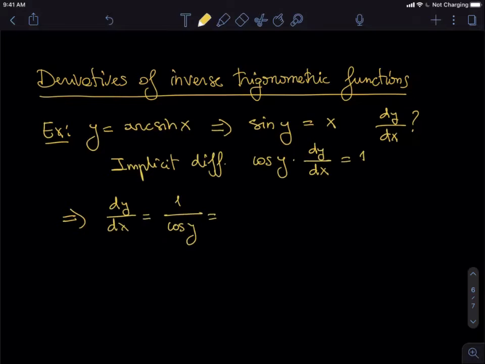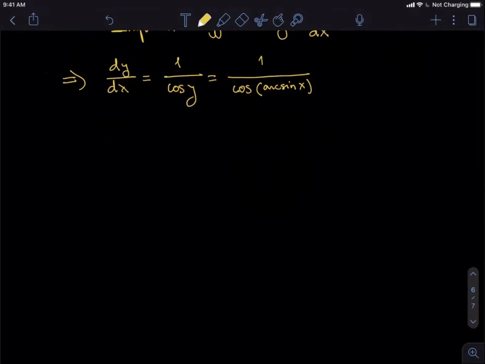But the cosine of y is not very useful, we want something in terms of x. So what we can do to make the y disappear is just replace the original formula, y equals arc sine of x. So we have the cosine of the arc sine of x. But this is still not complete, right? Because we would like to simplify this. So how do we simplify the cosine of the arc sine of x?